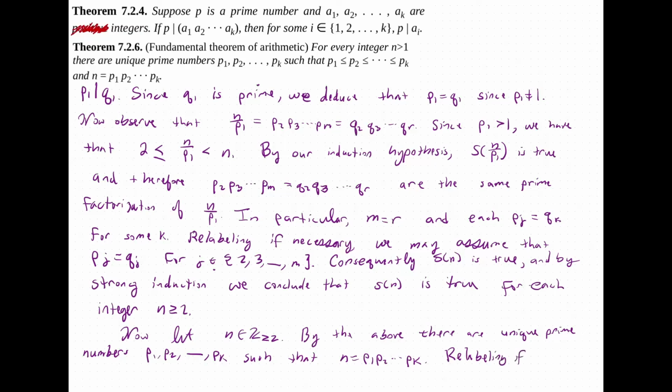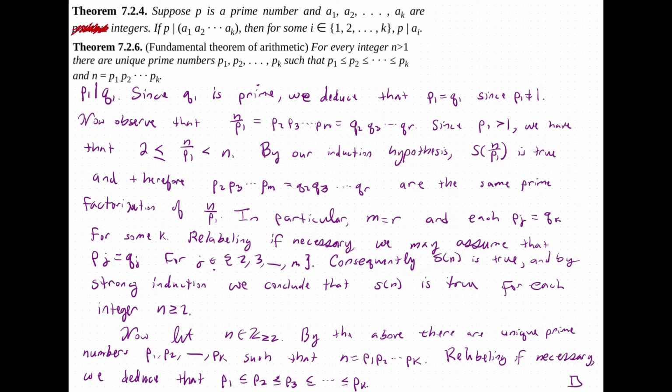So relabeling, if necessary, we deduce that we can do an ordering, P1 less than or equal to P2, which is in turn less than or equal to P3, and then we just continue until we get to P sub k. And that is what we wanted to show, and so we're done.